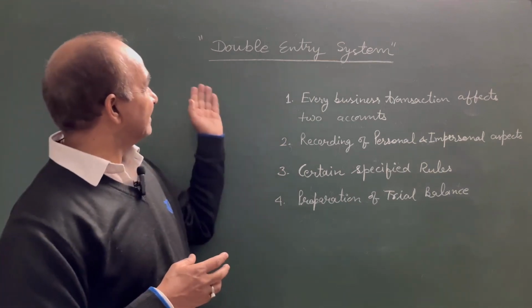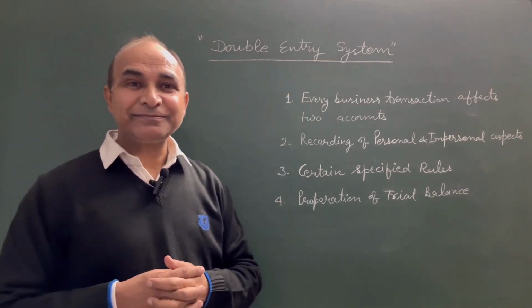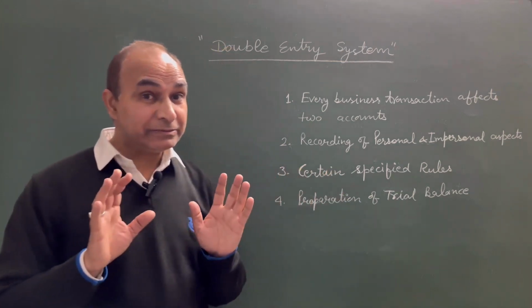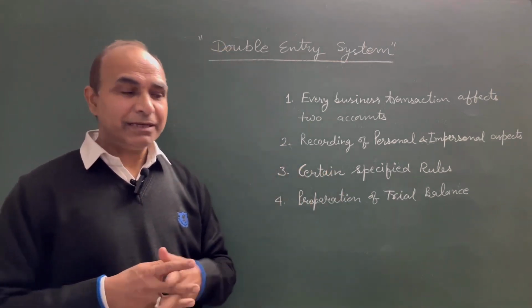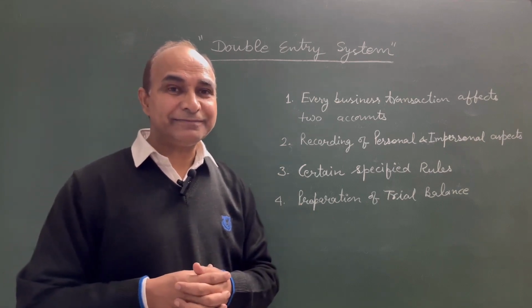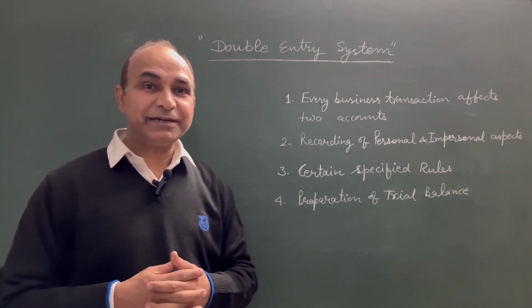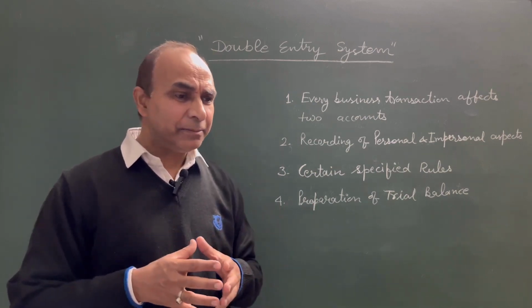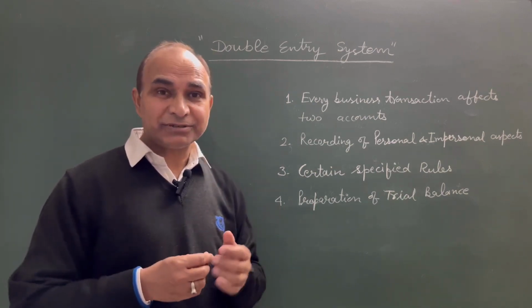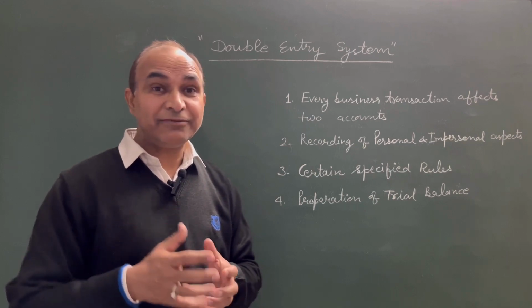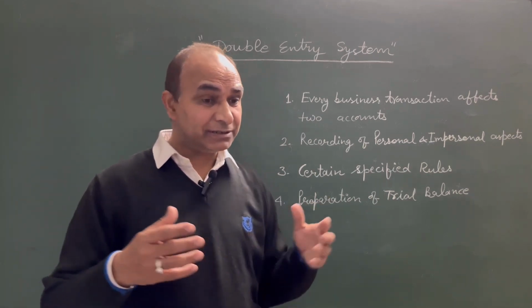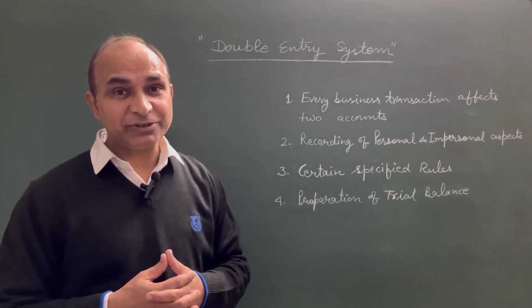So students, this is a double entry system, and I think the concept must be clear to you properly. In the coming lectures you will find the rules of debit and credit and the concepts of different basic terms, terminology of accounting, and the other books also like cash book, subsidiary books, and accounting equation.